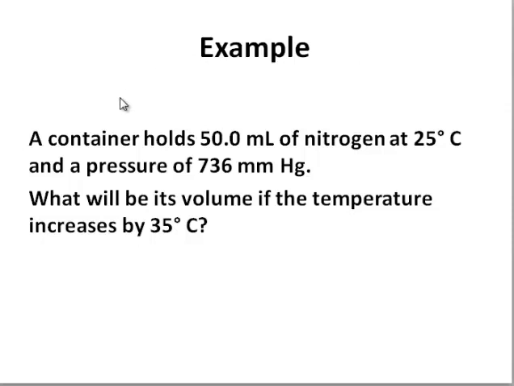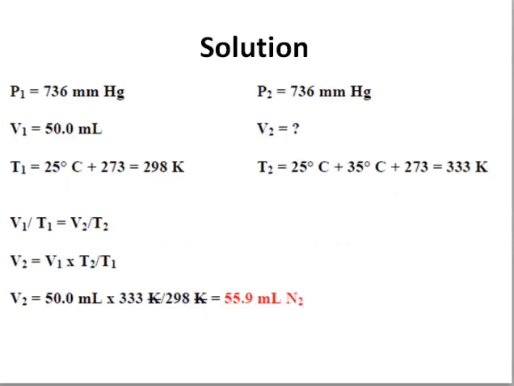For example, a container holds 50 milliliters of nitrogen at 25 Celsius and a pressure of 736 millimeters of mercury. What will be its volume if the temperature increases by 35 Celsius? Again, write down variables. Pressure's the same before and after, which means we can use Charles' law. First volume is 50 milliliters, and the second volume we don't know. That's what we're solving for.